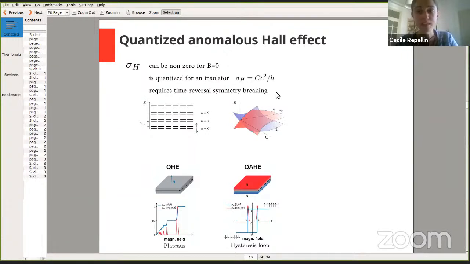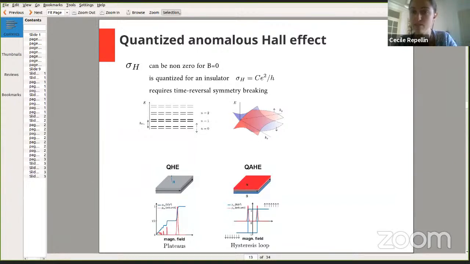Meaning that if I want to obtain a non-zero Hall conductance in this system, I need to somehow polarize the system into one of the bands. So this is where ferromagnetism comes into play, because you need this polarization to be able to see a non-zero sigma H. It also means that the behavior of these two types of system under a magnetic field will be quite different. In the regular quantum Hall effect, as you change the magnetic field, you go through different plateaus of the Hall conductivity. In the quantum anomalous Hall effect, really what you have is a magnet.